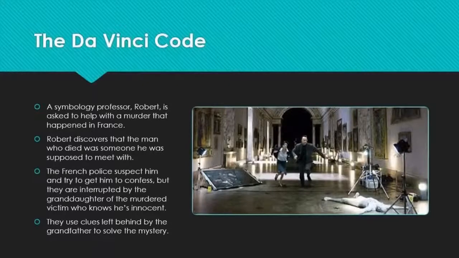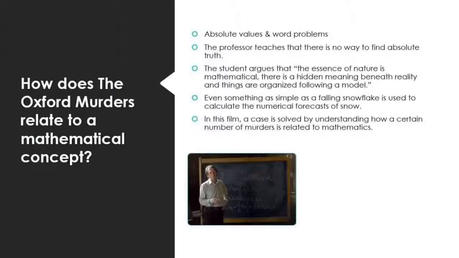In the Da Vinci Code, a symbology professor named Robert is asked to help with a murder that happened in France. Robert discovers that the man who died was someone he was supposed to meet with. The French police suspect him and try to get him to confess, but they are interrupted by the granddaughter of the murdered victim, who knows he's innocent. They use clues left behind by the grandfather to solve the mystery of who killed him and also what they wanted from him.